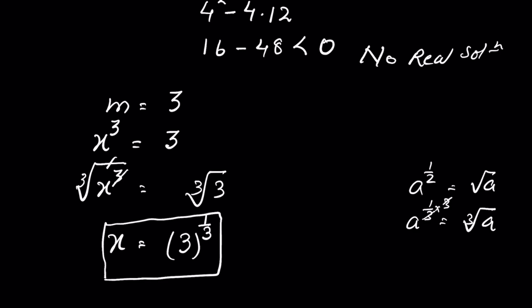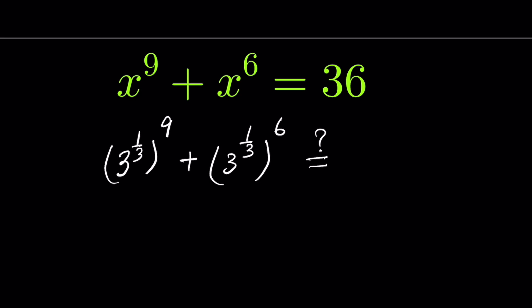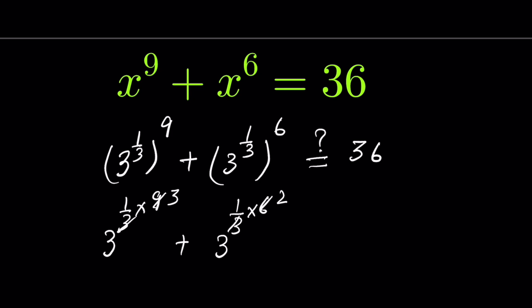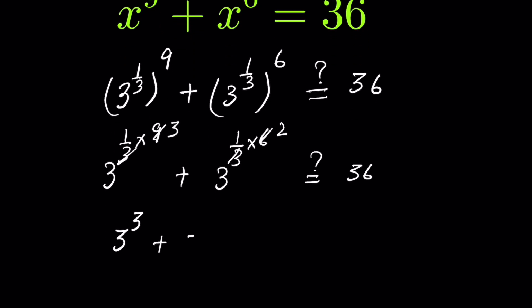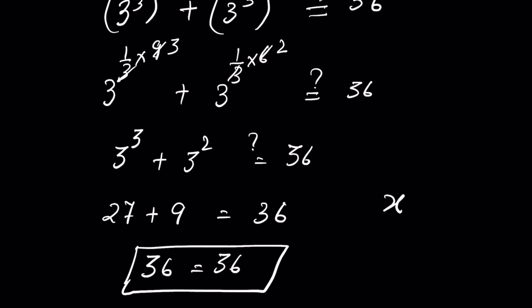Let's verify this answer. x is 3 raised to the power 1 upon 3, then whole raised to the power 9, plus 3 raised to the power 1 upon 3 whole raised to the power 6. We have to check whether it is equal to 36. 3 raised to the power 1 upon 3 times 9 plus 3 raised to the power 1 upon 3 times 6: 3 times 3 is 9, 3 times 2 is 6. So 3 cube plus 3 square. 3 cube is 27, 3 square is 9. So LHS is equal to RHS. Answer is verified. So x is equal to 3 raised to the power of 1 upon 3.